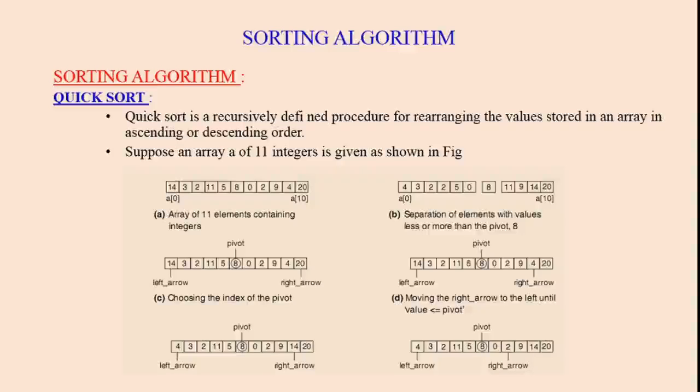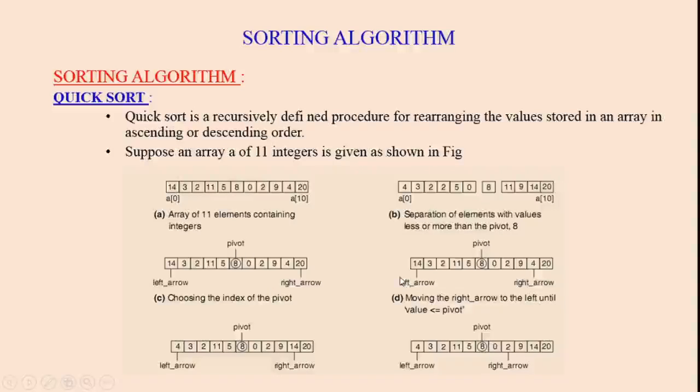Quicksort is a recursively defined procedure for rearranging the values stored in an array in descending or ascending order. Suppose an array of 11 integers is given in the below figure. The first one is an array of 11 elements containing the integers. The second one is a separation of elements with values less or more than the pivot. The third one is choosing the index of the pivot.